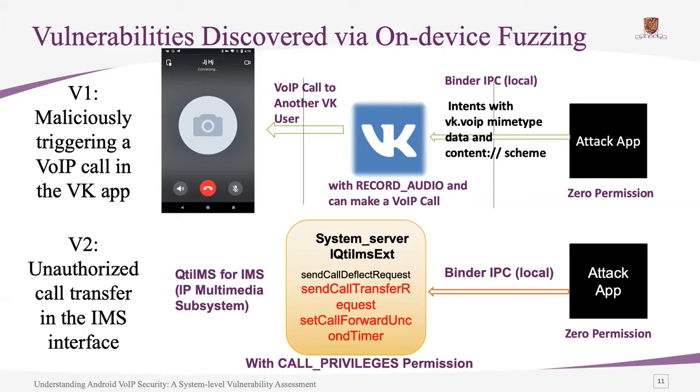a VoIP call. The second vulnerability is about unauthorized call transfer in the system IMS interface. In this vulnerability, there are 2 exposed APIs, the send call transfer request API and the set call forward timer API. They can be misused by an attacker app with zero permission to set up the call transfer.